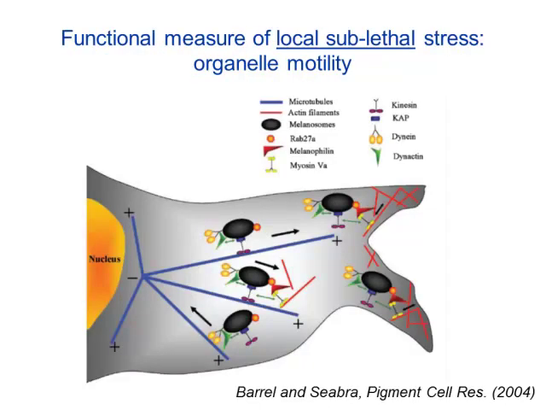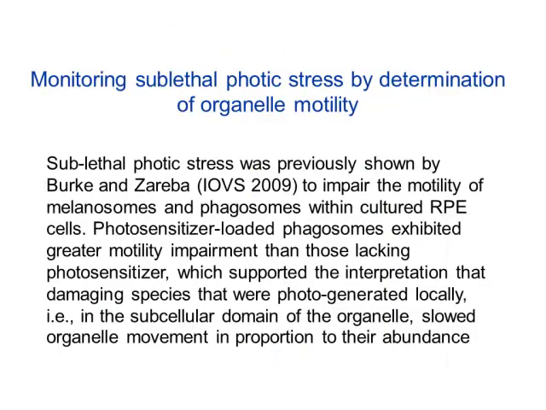And of course, one measure is to observe the motility of organelles. You can see it's a complex system, of course. There are many components involved, according to this nice review. Anyway, what has been shown, several years ago by my colleagues Janice Beck and Mario Zaremba, is that sublethal photic stress impairs the motility of melanosomes and phagosomes within cultured RPE cells.